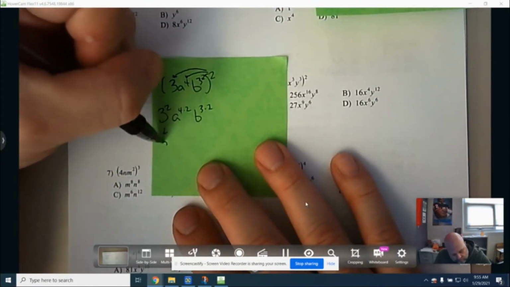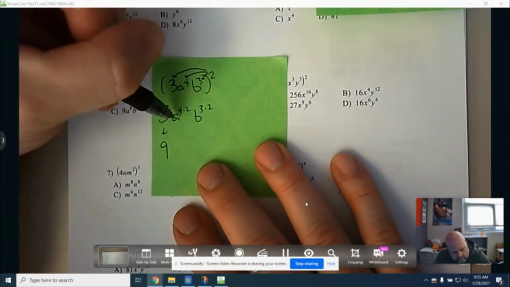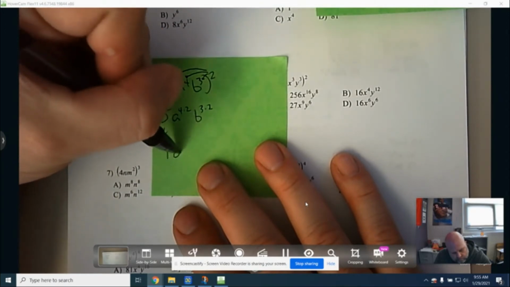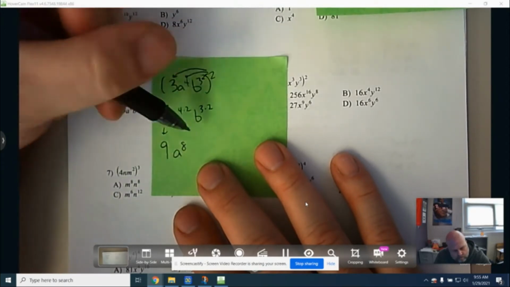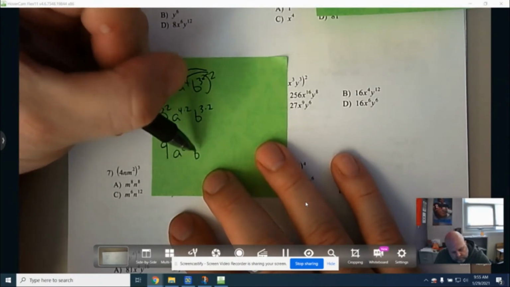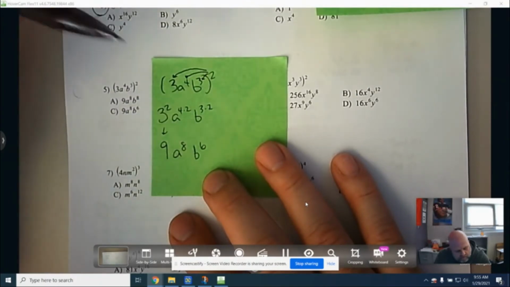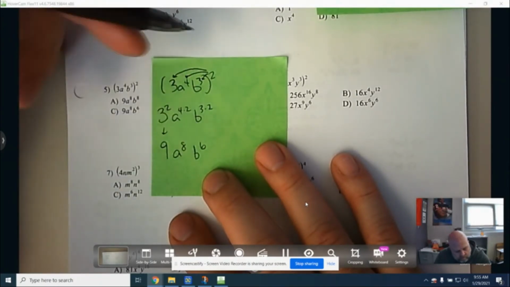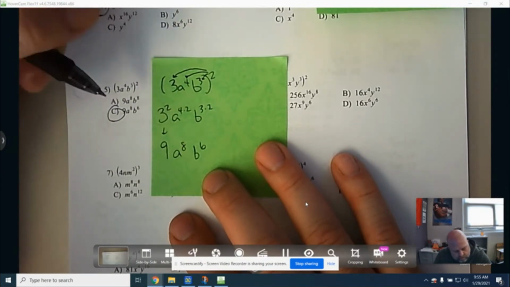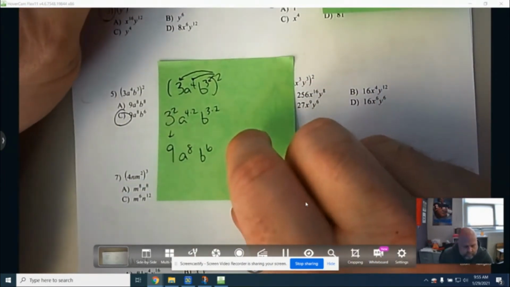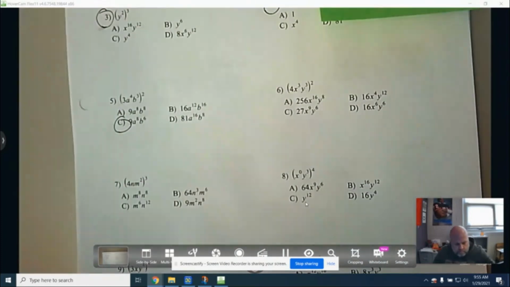Okay, so 3 squared, that's 9. And then a, 4 times 2, is to the 8th. And then b, 3 times 2, is to the 6th. So it's 9a to the 8th, b to the 6th, which I see is letter C right there. Okay, number 6.